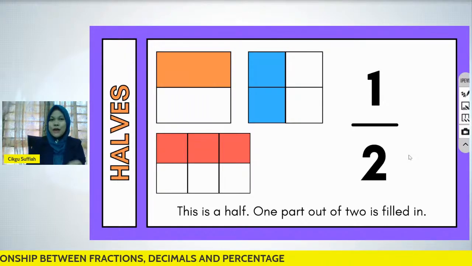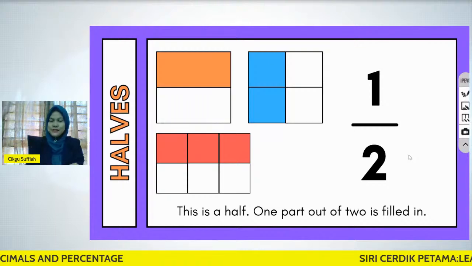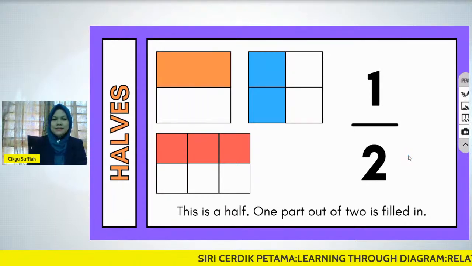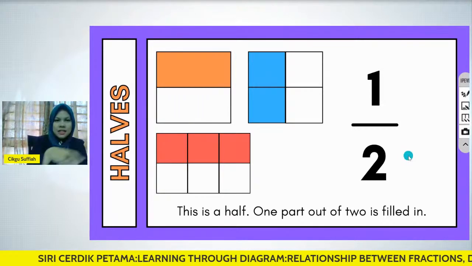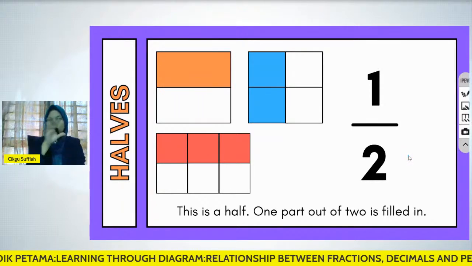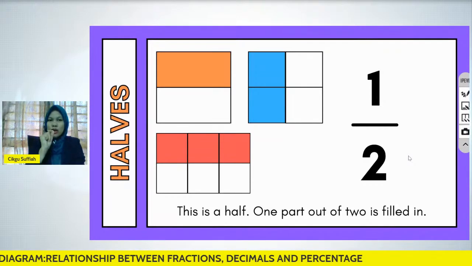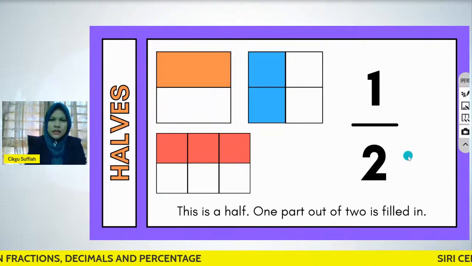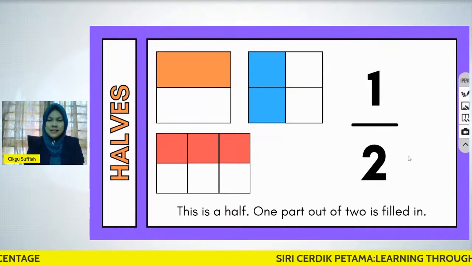We are talking about the fraction first. So now, let me show you the second slide. Why did I put 1 over 2 for all these 3 diagrams? I want to talk about equivalent fraction. Do you know what is equivalent fraction? In Malay we call it pecahan setara.